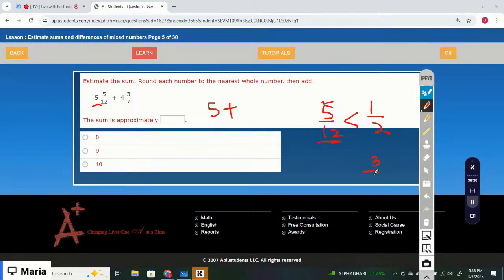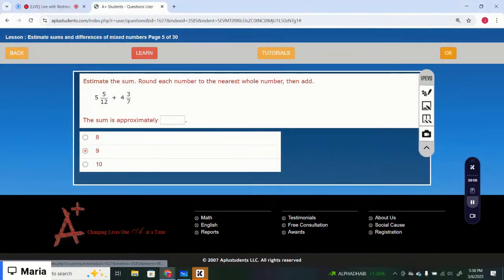Now look at the second one, 3 over 7. Half of 7 is 3.5, right? So here you have 3. Again, 3 over 7 is less than half. So you need to round down to the same whole number. So 5 plus 4 is 9. Got it? That's how you compare the fractional part. Option number 2 is the correct option. That is 9.